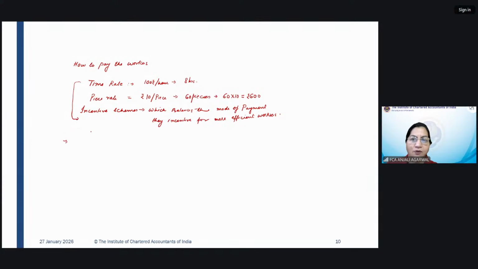Further, we will also talk about a concept of labor turnover. So labor turnover is not something good. It means that the workers are leaving the organization quickly, and you have to find new workers again and again.